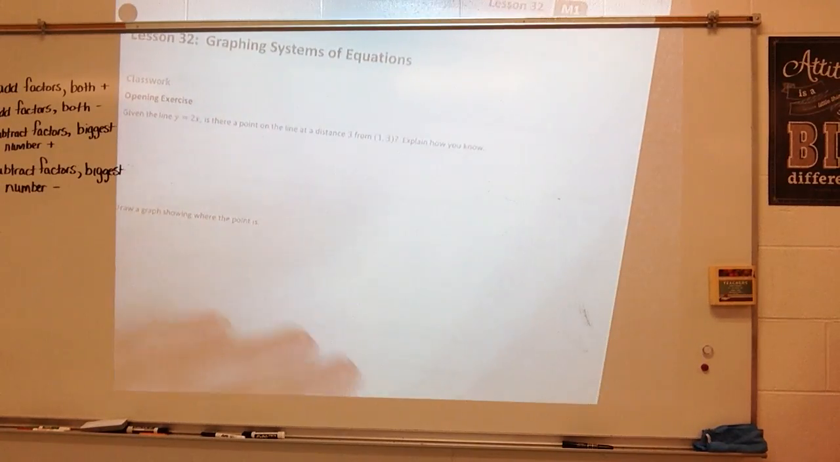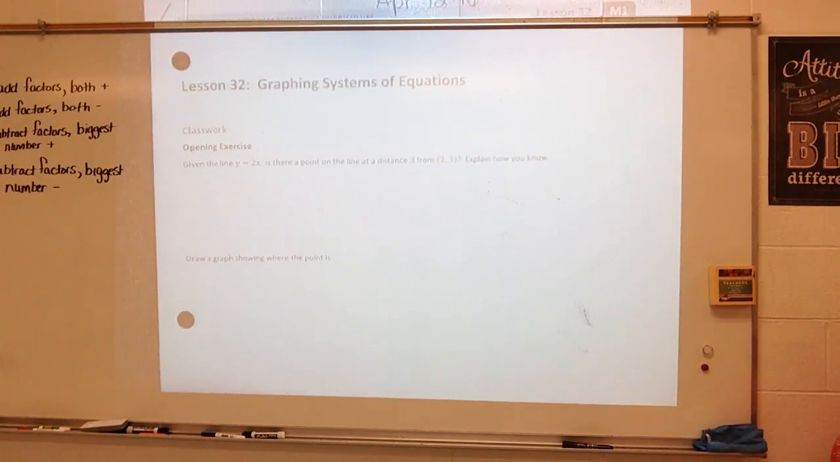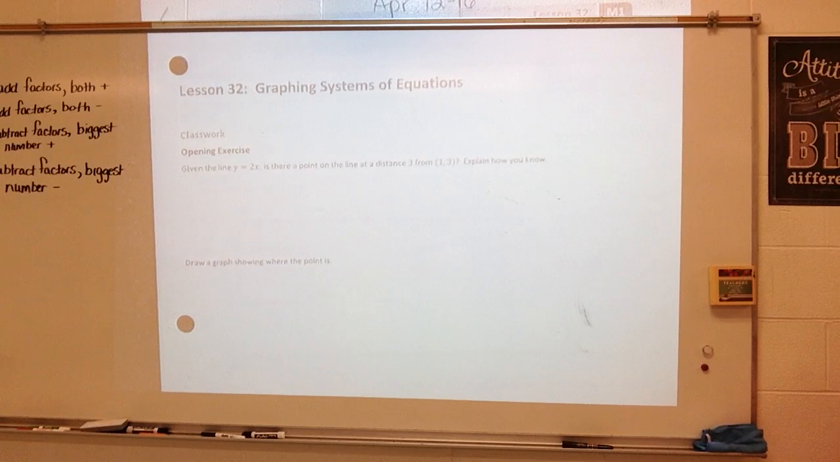So let's go ahead and look at our lesson. It's called Graphing Systems of Equations. Given the line y is equal to 2x, is there a point on the line at a distance 3 from (1, 3)? Explain how you know.